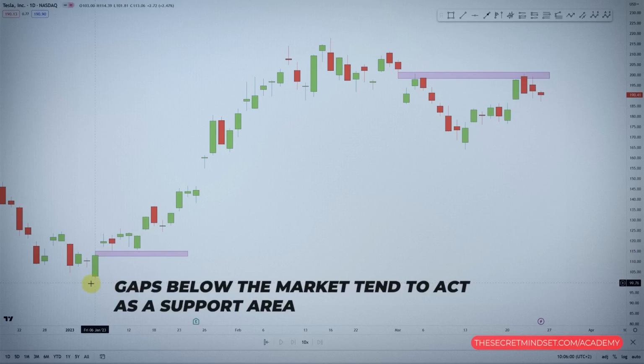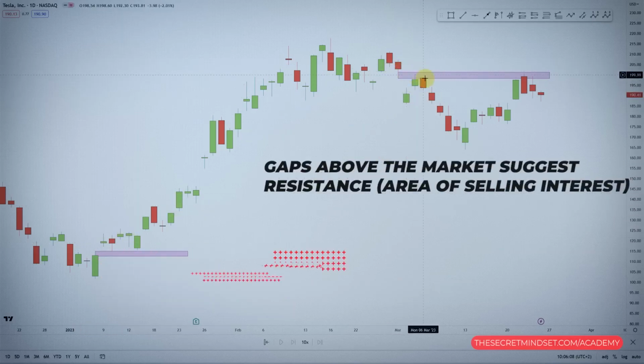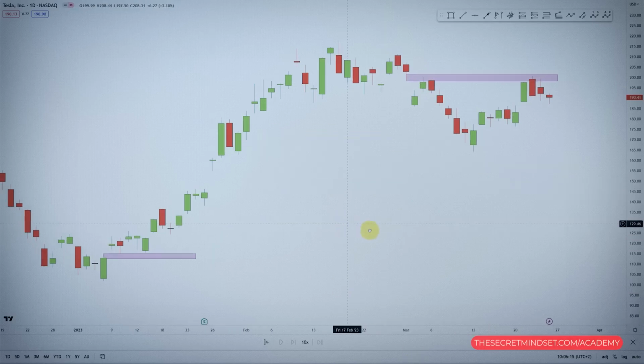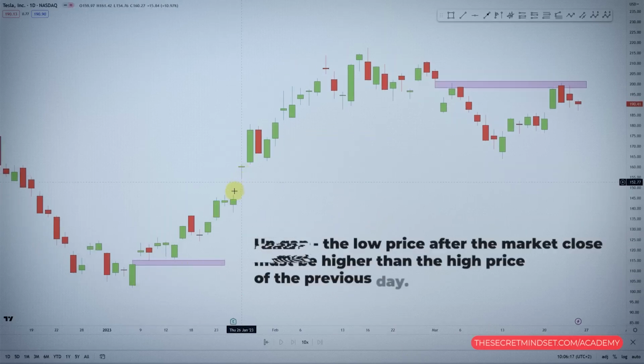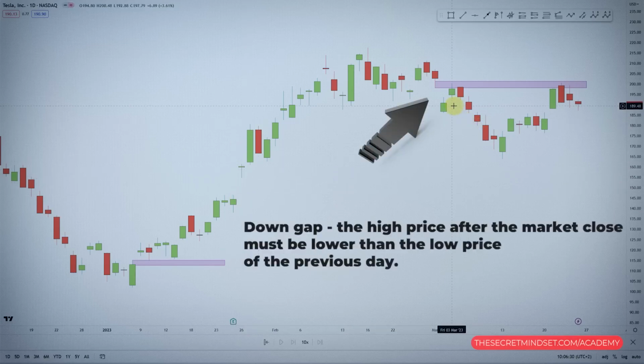This space between 2 consecutive days' price ranges has various degrees of significance. Generally, gaps below the market tend to act as a support area, and gaps above the market suggest resistance and an area where there will be selling interest. There are 2 primary kinds of gaps: up gaps and down gaps. For an up gap to form, the low price after the market close must be higher than the high price of the previous day. A down gap is just the opposite of an up gap. The high price after the market close must be lower than the low price of the previous day.